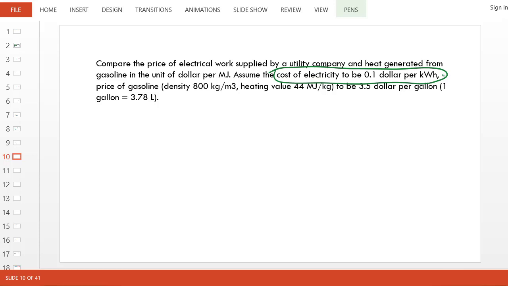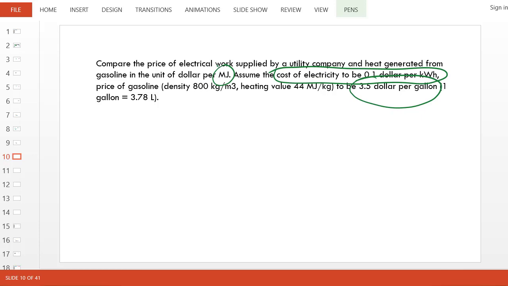And when we buy gasoline, for instance, another source of energy we are very familiar with, we pay, in the USA at least, dollars per gallon. We are purchasing energy in both cases. In one case, electrical energy. In another case, heat release, heat. So we want to compare how much we are paying on the basis of million joule. That is, to get 1 million joule of electricity, how much do we pay? To get 1 million joules of heat, how much do we pay when you buy gasoline?